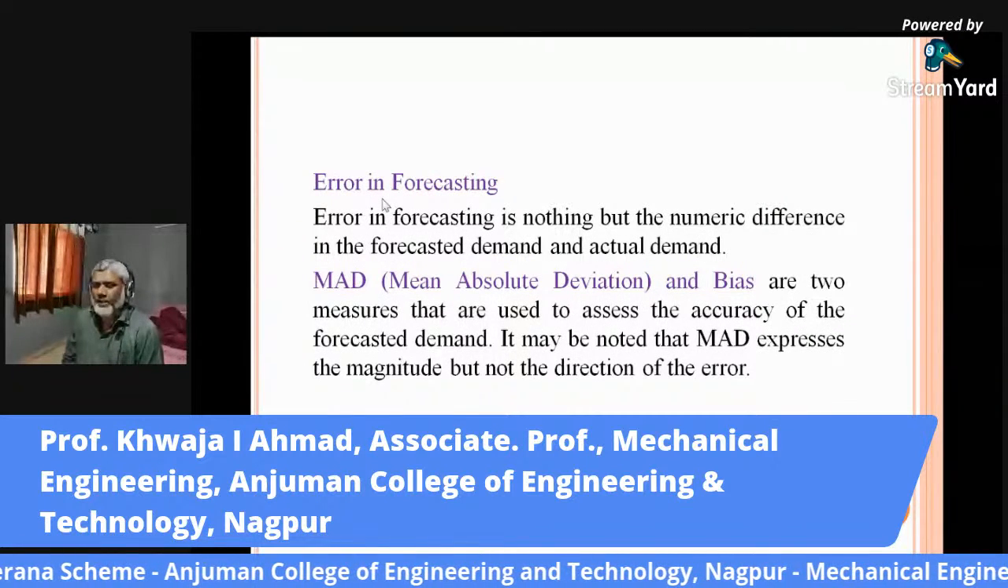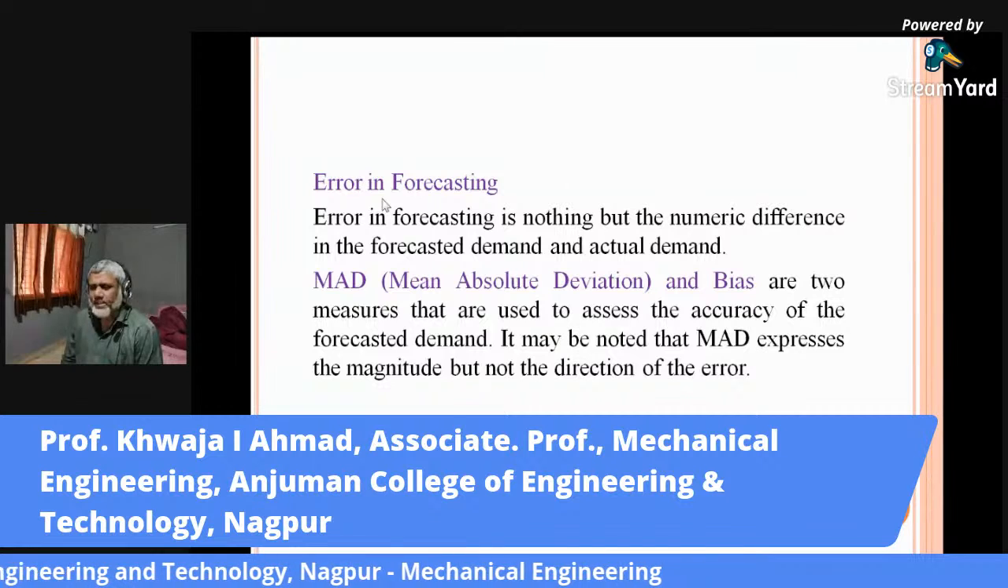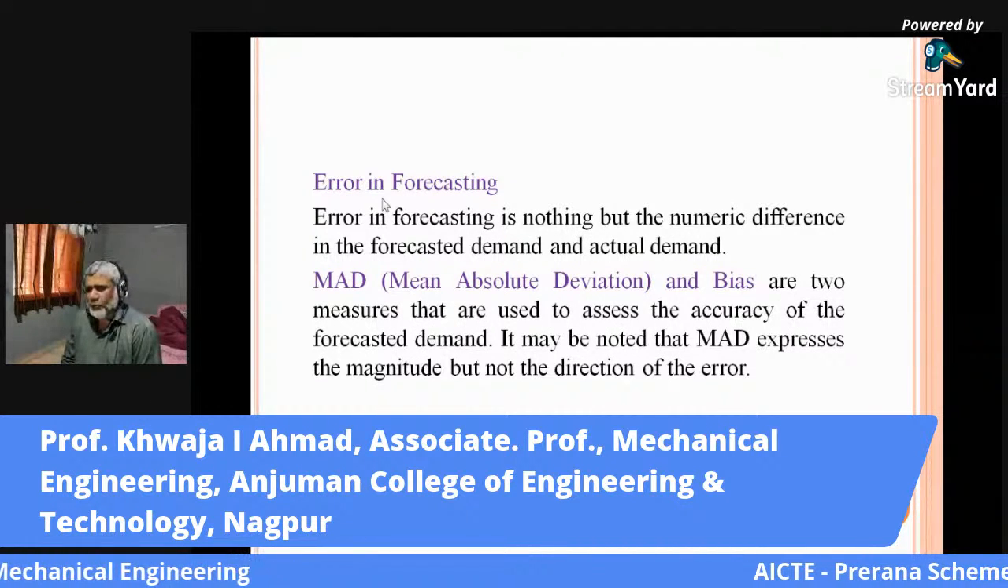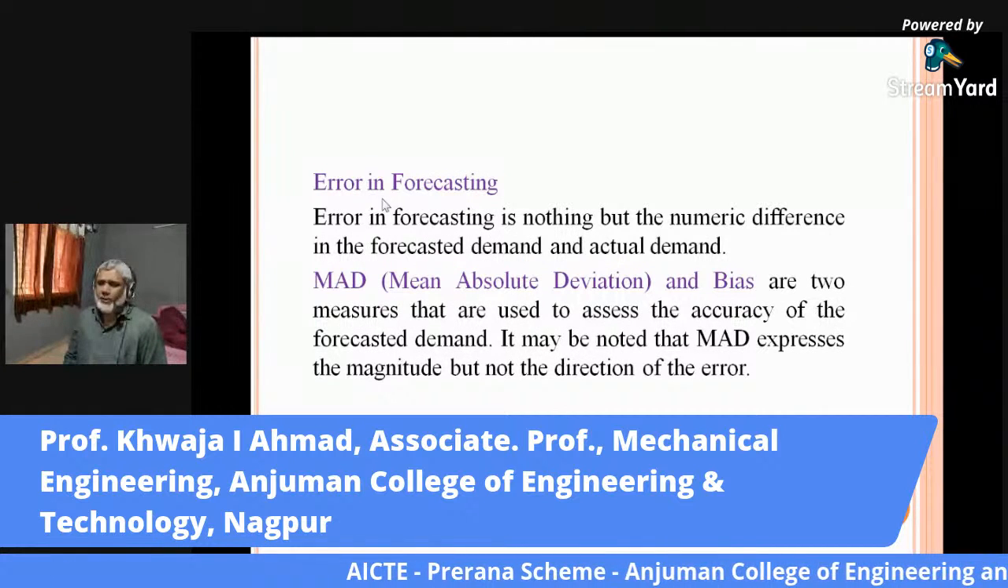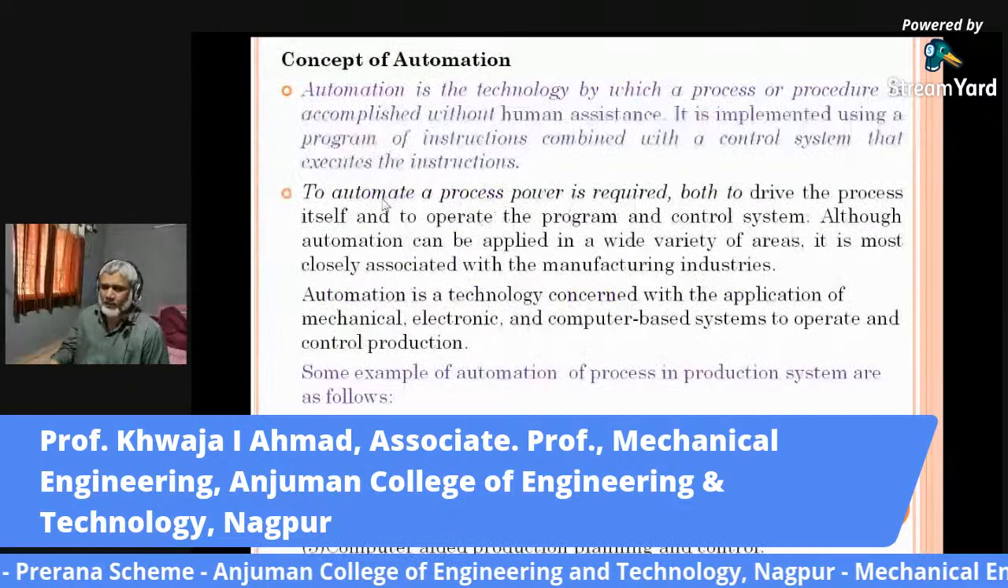Mean absolute deviation and bias are two measures that are also used to assess the accuracy of the forecasted demand. It may be noted that mean absolute deviation expresses the magnitude but not the direction of the error. That must be taken into account.